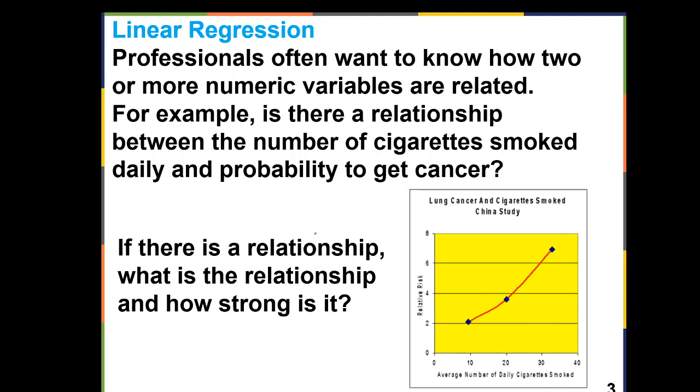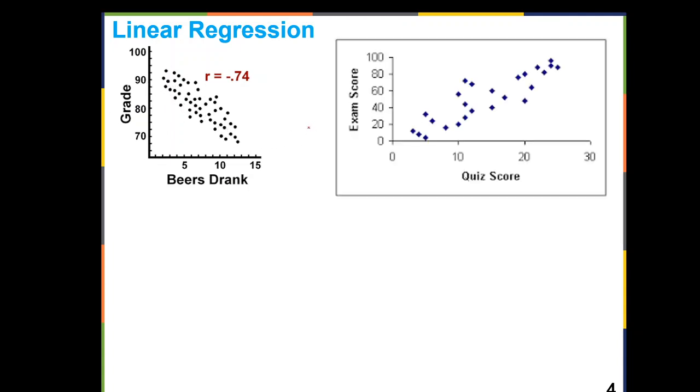So let me show you another example here. Here's another example: beers drank and grade. So notice that in this case there is a negative correlation. That means the more of this, expect less of this, right? So that's called a negative correlation. Here is another one, quiz score and exam score. The higher the quiz score, the higher the exam score, right? You see there is a positive correlation.